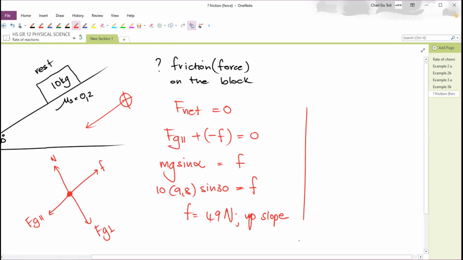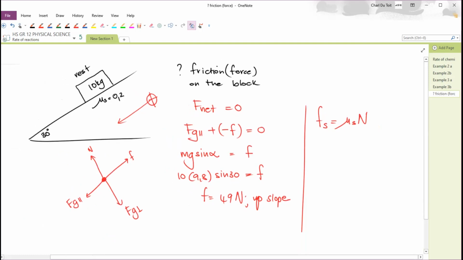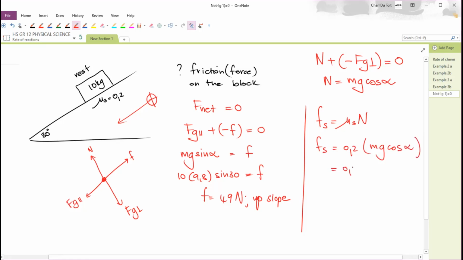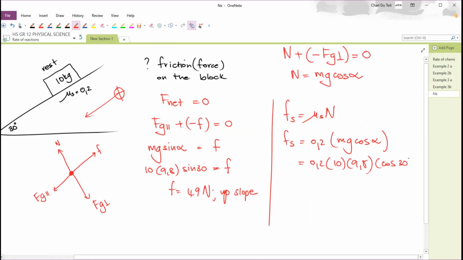You could have also said if static, the static frictional force is mu s times N. Remember that equation? And then you can work out the normal force. That's the one I used. The normal force plus a negative Fg perpendicular force is 0 because the sum of those two forces is 0. The normal force is mg cos alpha. So the frictional force is 0,2 times mg cos alpha, and that is 0,2 times the mass times 9,8 times cos 30. And then I type that in the calculator.